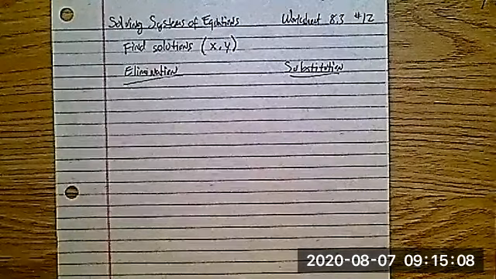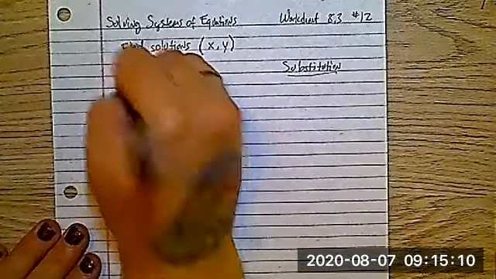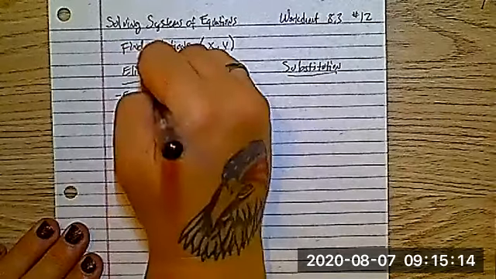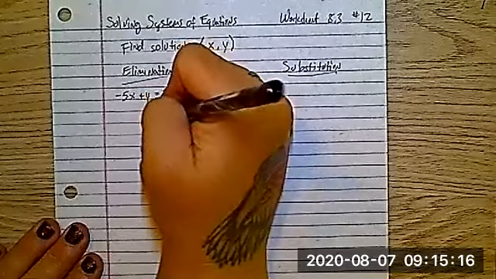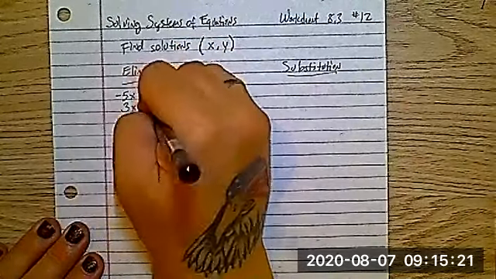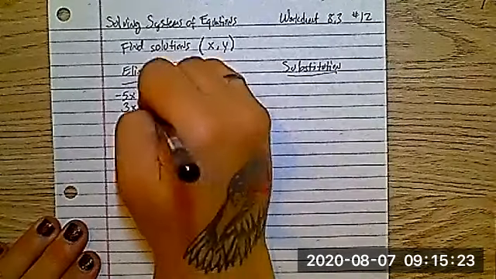All right, so number 12 is negative 5x plus y equals 35, and 3x plus 2y equals negative 21.